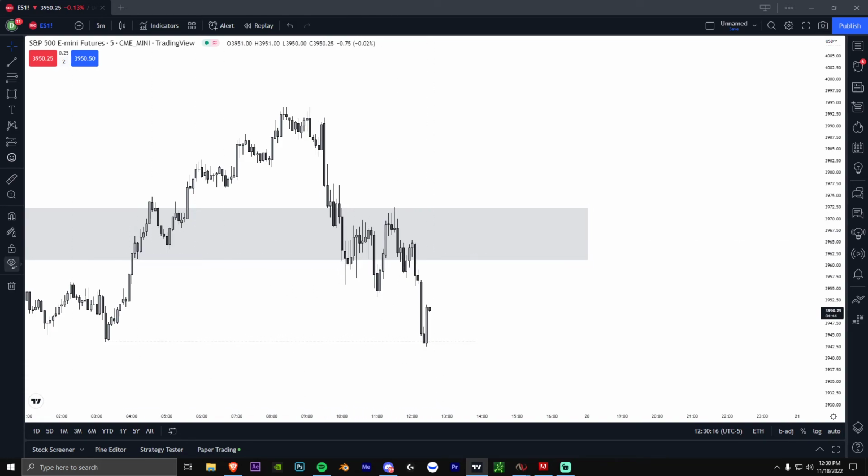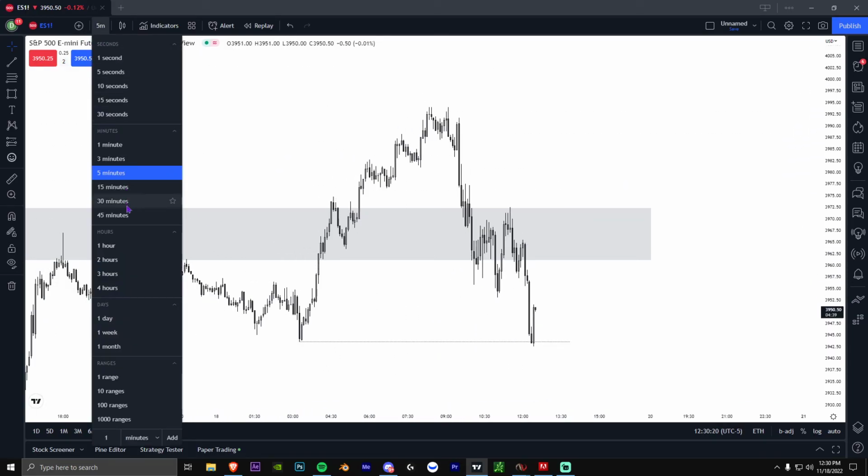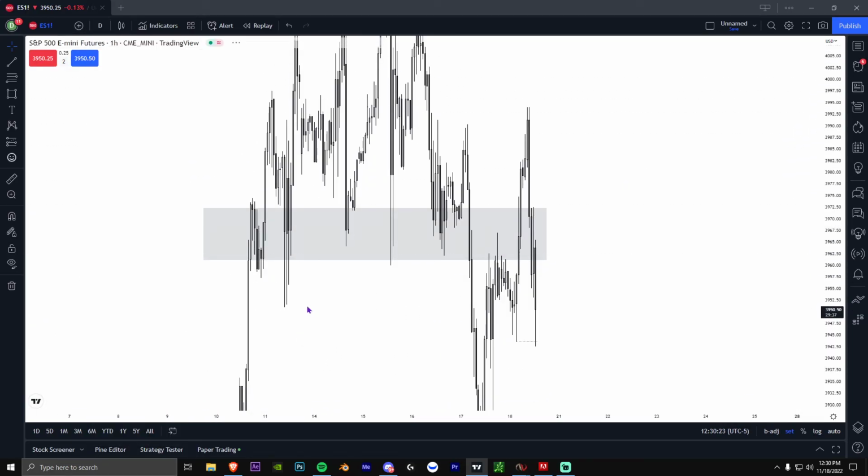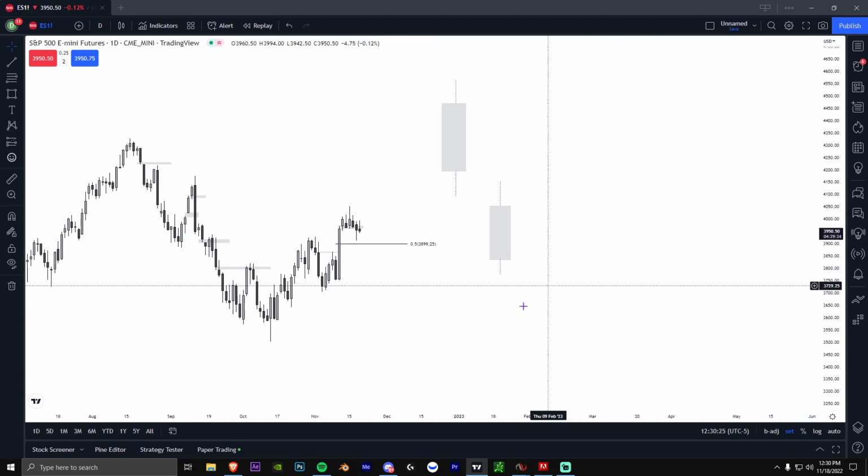So yeah, it's definitely very important to watch these volume imbalances. I use them to determine my bias on the daily.